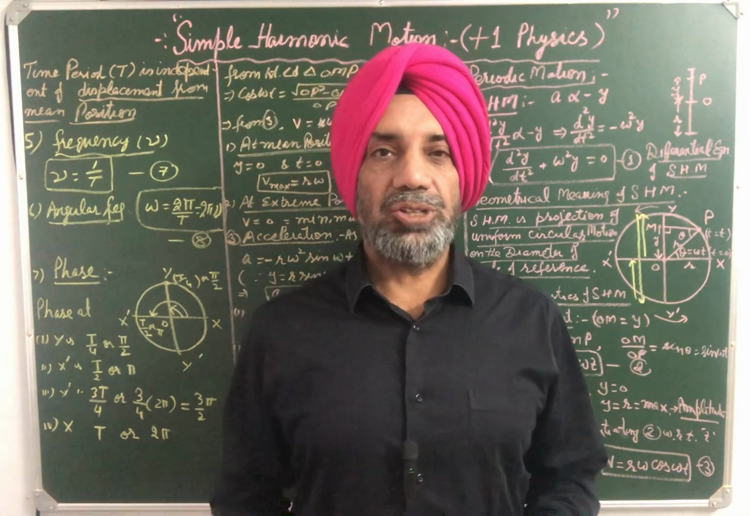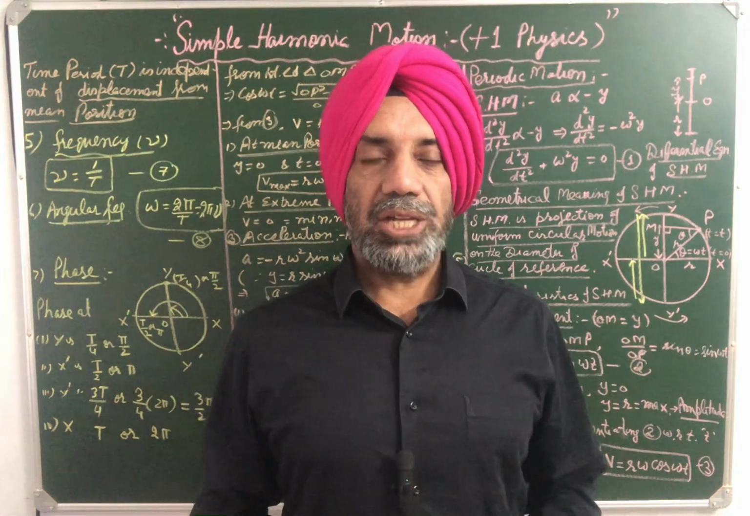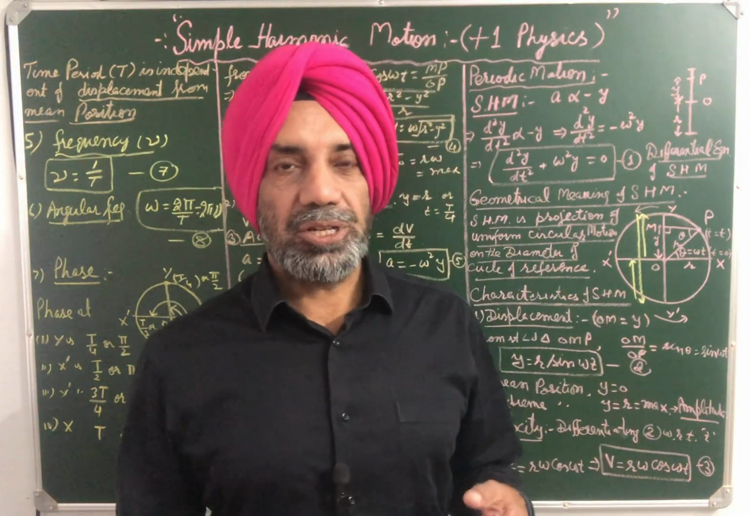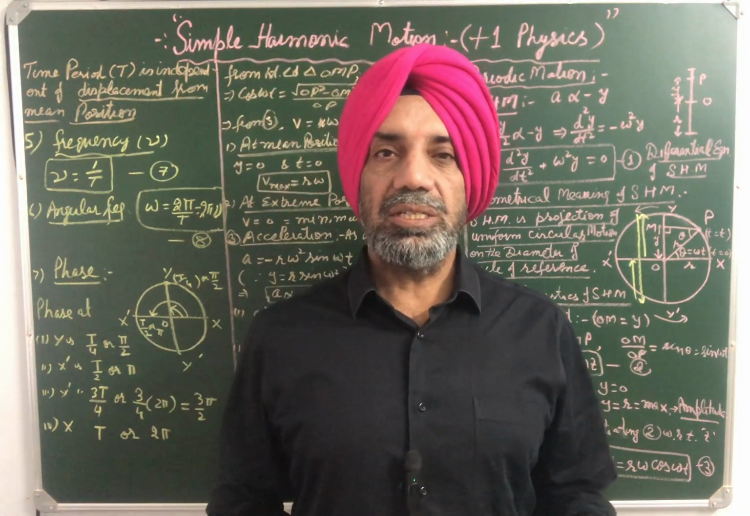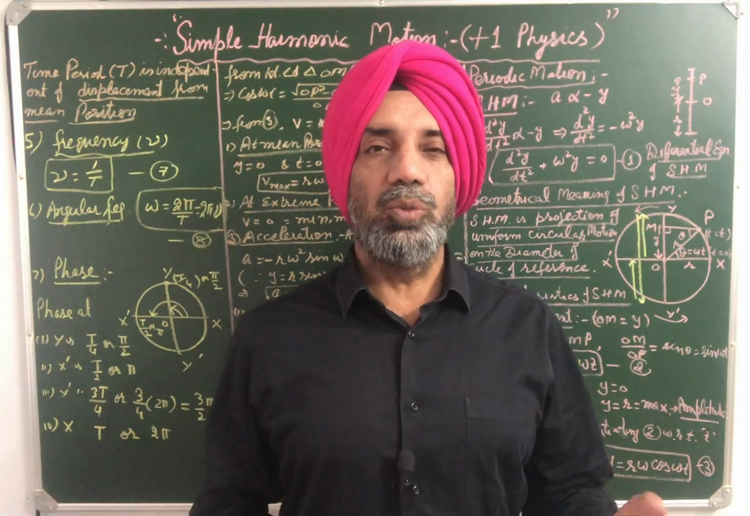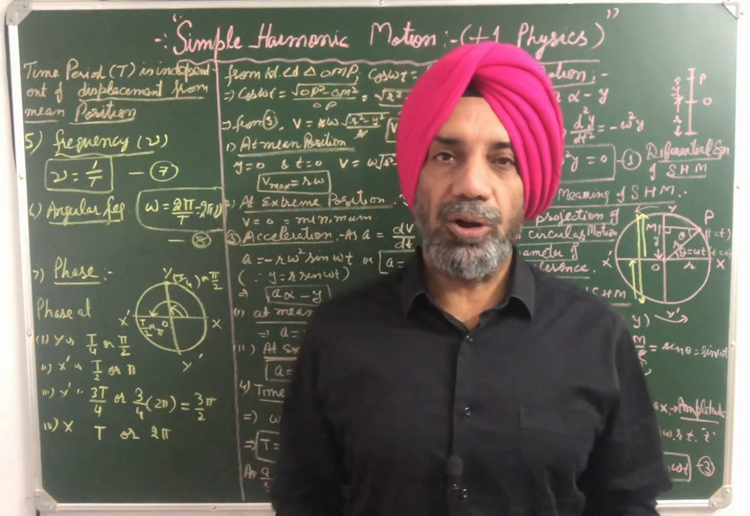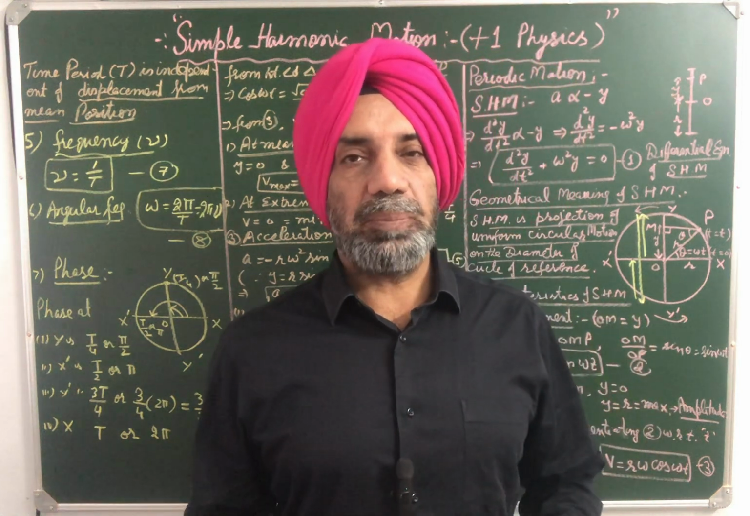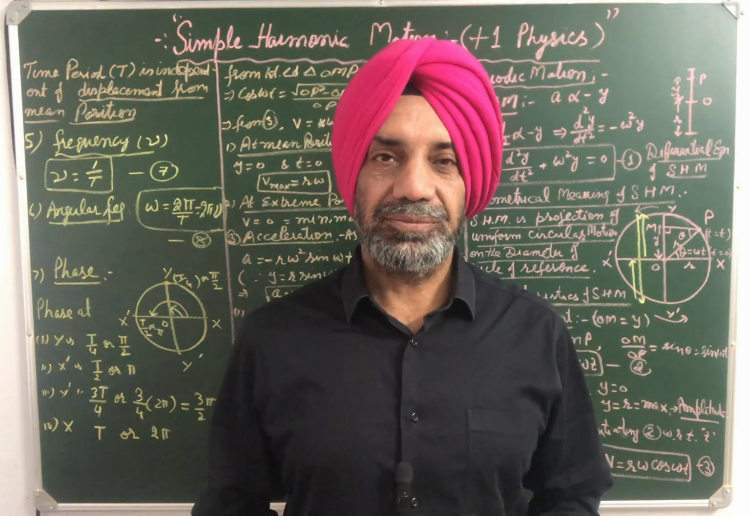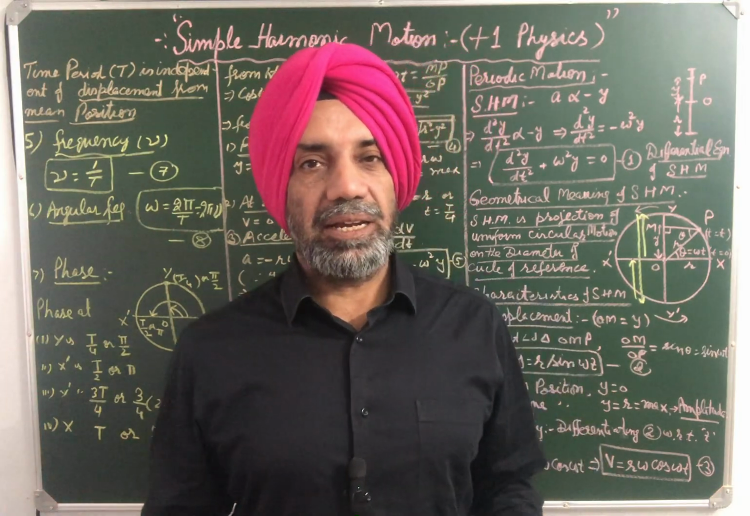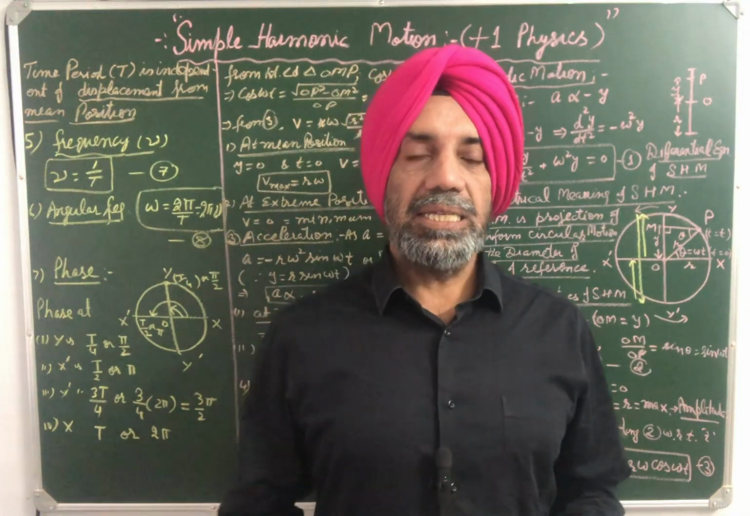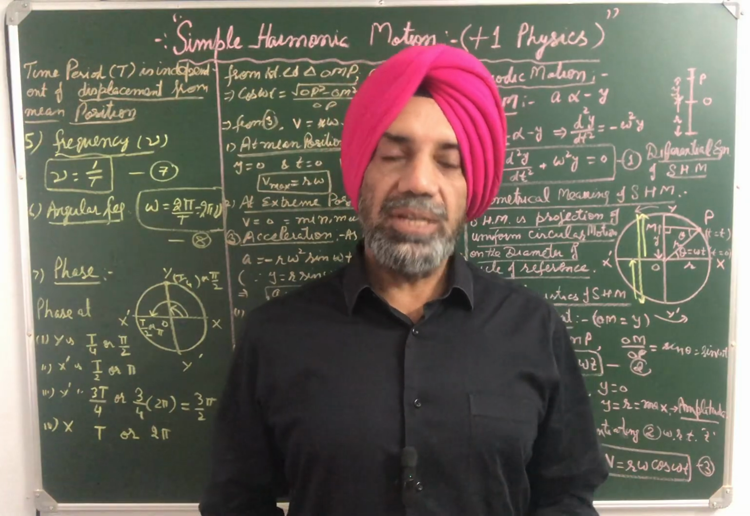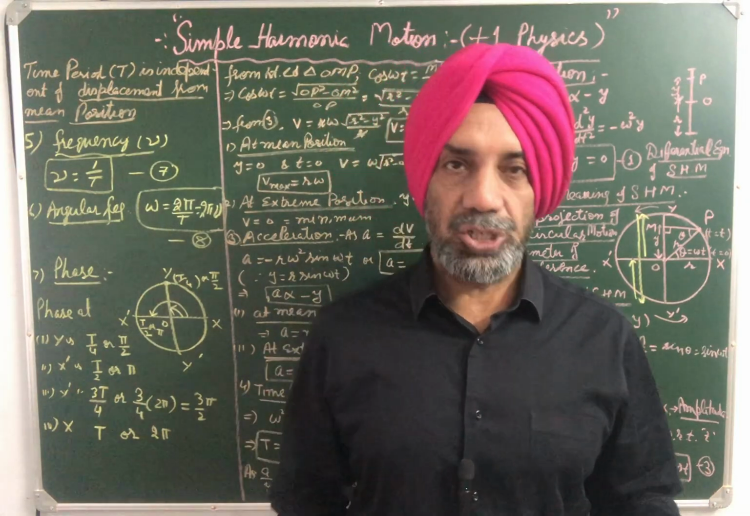For example, rotation of earth about its axis, rotation of a planet around the sun, oscillations of simple pendulum, vibrations of tuning fork, oscillation of the liquid in the limbs of U-tube, and so on. There are so many periodic motions. But simple harmonic motion is a special case of periodic motion. That is, every periodic motion is not a simple harmonic motion, but every simple harmonic motion is a periodic motion.